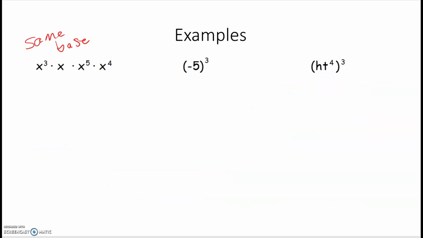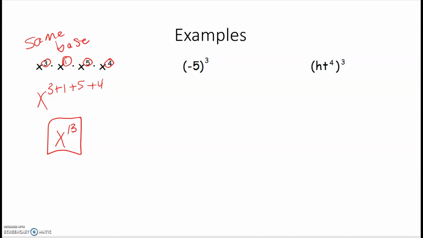And now I just have to count. We add all of our exponents together. But we don't want to forget that this x actually has an exponent of 1. So what this really looks like is x to the 3 plus 1 plus 5 plus 4. So what exponent goes up top? Add all of those numbers together: 3 plus 1 plus 5 plus 4. I get x to the 13th, and that's your answer.